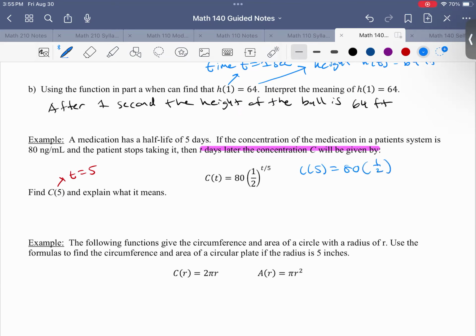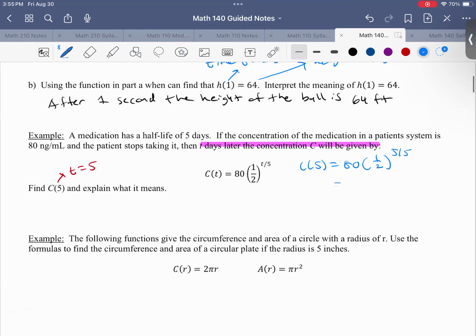So C of 5 is just plugging 5 in wherever there's a t. So 1/2 to the 5 divided by 5. This becomes 80 times 1/2 to the 1, and anything raised to 1 is just the same thing. So it'll be 80 times 1/2, and that's 40. So C of 5 equals 40. Okay, so what does this mean in terms of the question?